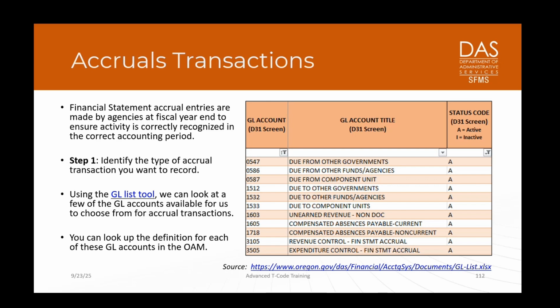On this slide on the right, we have a table of some of the GLs that relate to accruals. There's a lot more. What you need to accrue for year end depends on the specific activity and how it needs to be presented in the financial statements. So we've got the GL list tool. Amber went over that in the beginning, a great resource. It'll list all the GLs and show exactly how those GLs will roll up into the annual comprehensive financial report, the ACFR. You can also get definitions for all of these different GL accounts in the OAM. The OAM has a glossary that has more information on those as well.